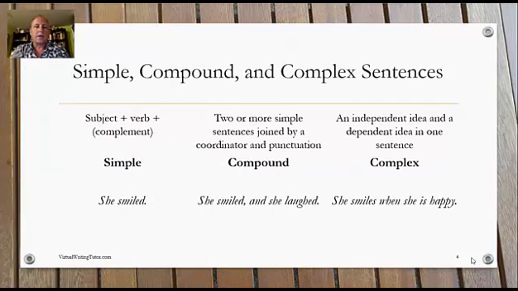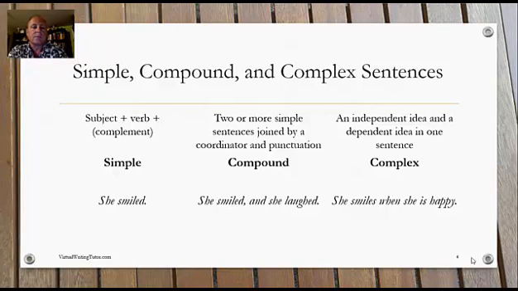Alright, so now we know what is not a sentence. Let's look at three sentence types: the simple sentence, the compound sentence, and the complex sentence. And we'll begin with some definitions. The simple sentence is, at its heart, a subject and a verb with or without a complement. A compound sentence has two or more simple sentences joined with punctuation and a coordinator, and a complex sentence has an independent idea and a dependent idea joined together in a single sentence.